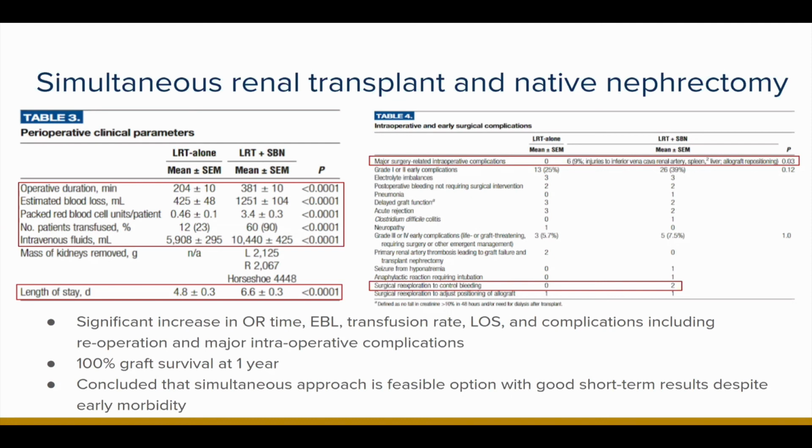And 2 patients within the simultaneous cohort actually required re-exploration, being brought back to the OR for a second procedure to control bleeding. However, given all of that, the authors concluded that a simultaneous approach may be feasible, and that they do have good short-term results at 1 year with a graft survival rate of 100%, despite the fact that there's a significant early morbidity with this procedure.